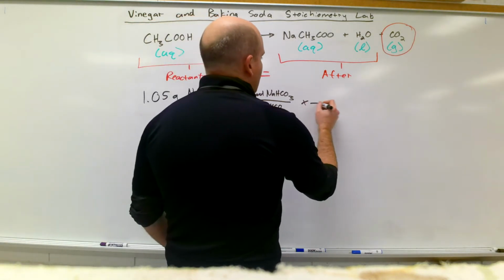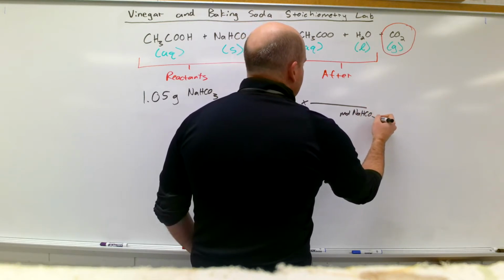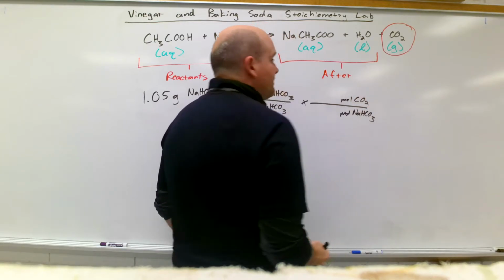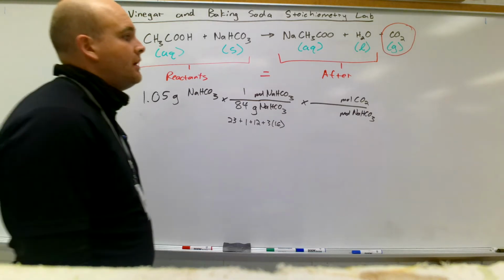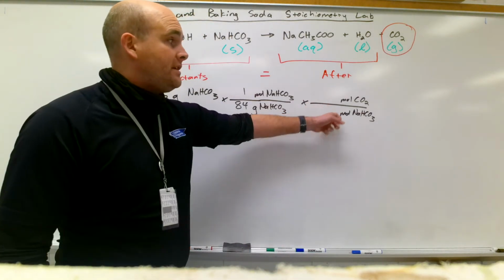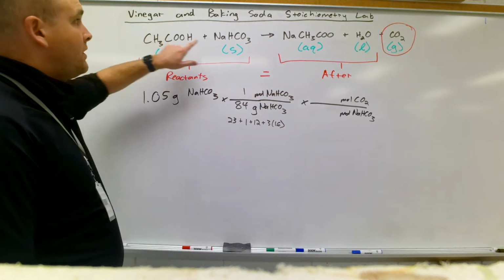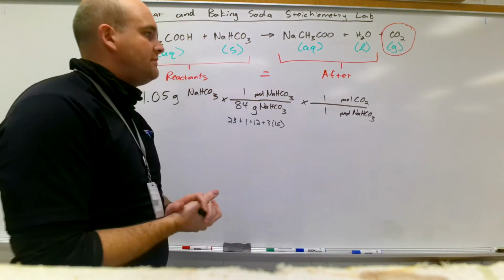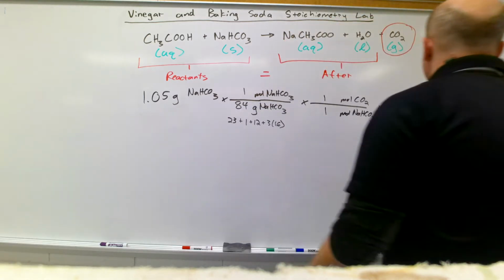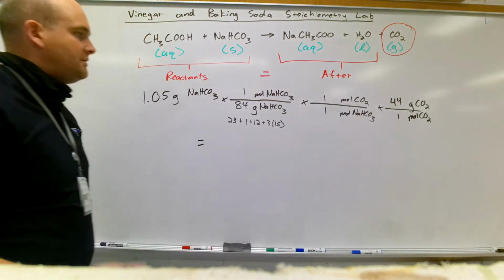And then we're going to convert moles of baking soda, NaHCO3, to moles of CO2. We're trying to calculate the mass of CO2 we should have gotten from 1.05 grams of baking soda. So you have a mole ratio here, moles divided by moles, which tells me you don't go to the periodic table, you go to the equation. The coefficient for sodium bicarbonate is 1, and the coefficient for CO2 is 1. So this is a 1-to-1 ratio. Okay, simple enough. And now we'll convert moles of CO2 to grams of CO2. The molar mass of CO2 is 44.